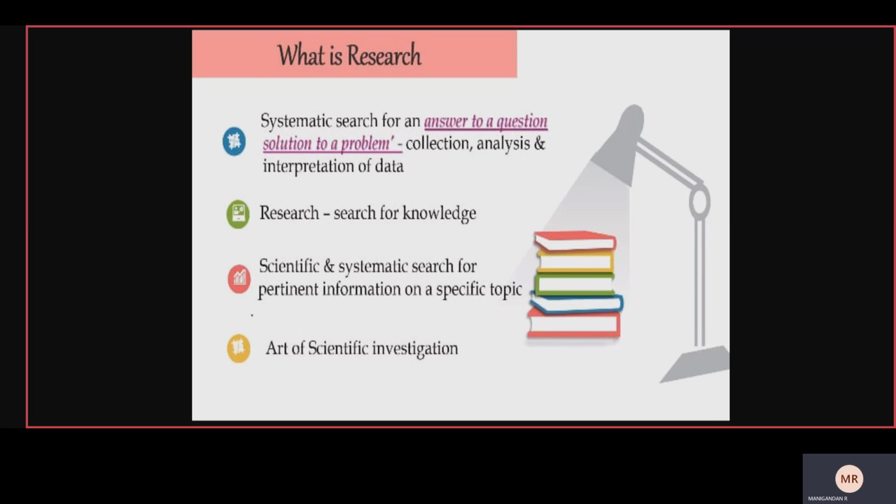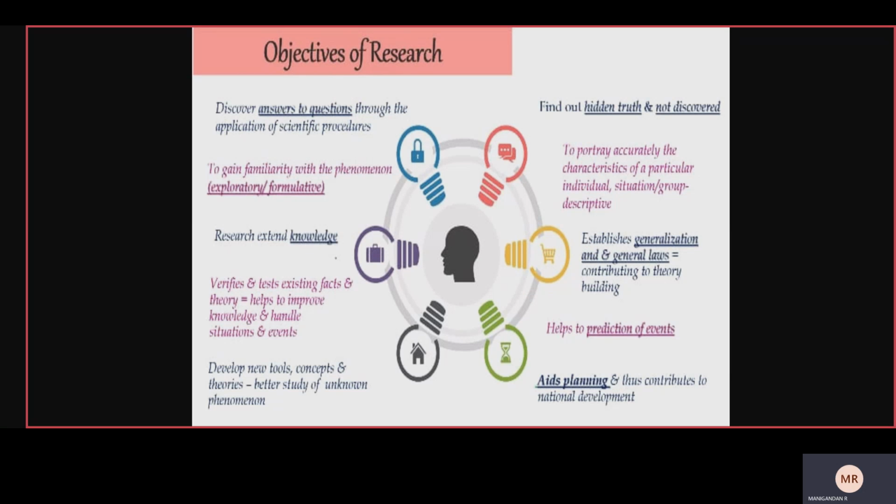And next is scientific investigation. The main process of research is to investigate the problem. The objective of the research: what are the objectives of research? The first one is to discover the answer to questions through the application of scientific procedures. Through a scientific procedure, in the sense that while applying any statistical software, definitely we find the result. We can get the answer to the questions.